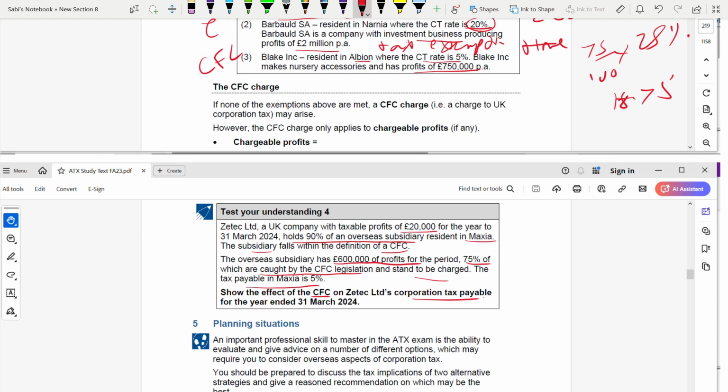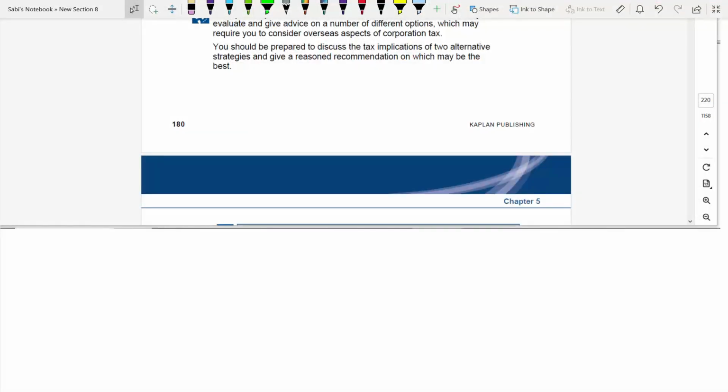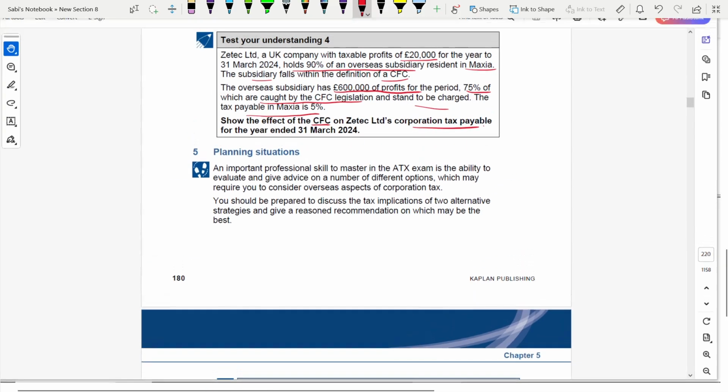So now what do you have to do? What is the starting point for this? You have to find the charge. Okay, so just now we have done the formula. So first TTP, total taxable profit, will start with this according to the formula. What is the TTP? It is 20,000.